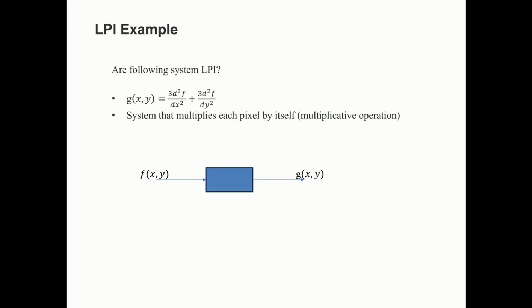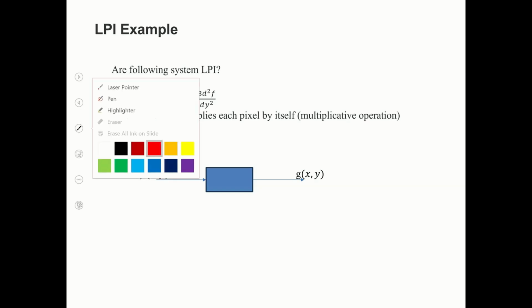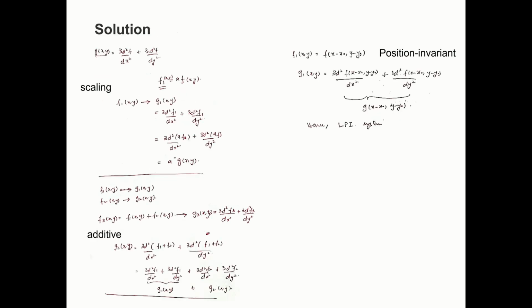For linearity, I have to check the scaling plus additive properties, and then I have to check if it is position invariant or not. So how to do that? I have the solution, by the way, so let's go with the solution. Can you see that?